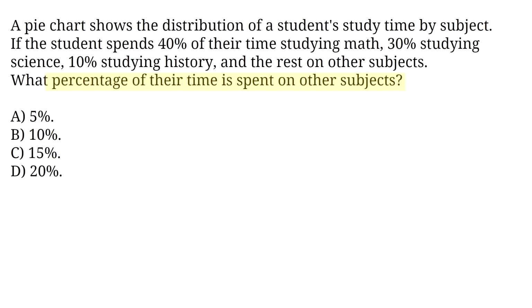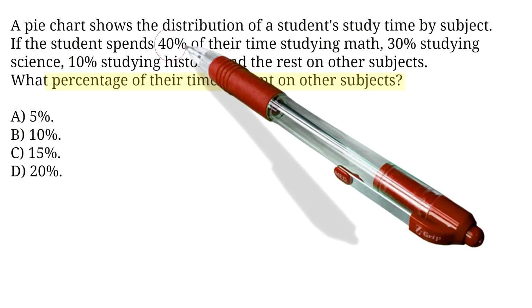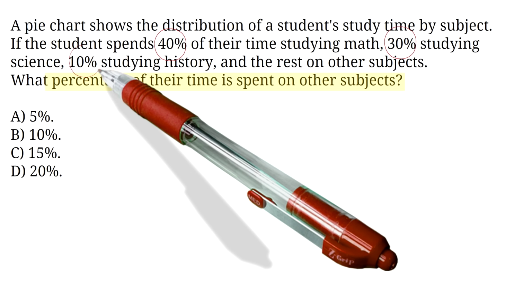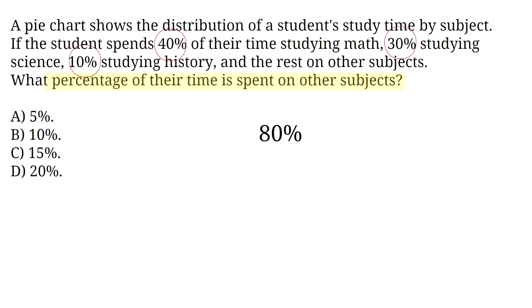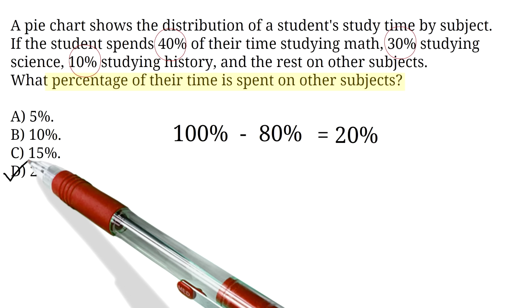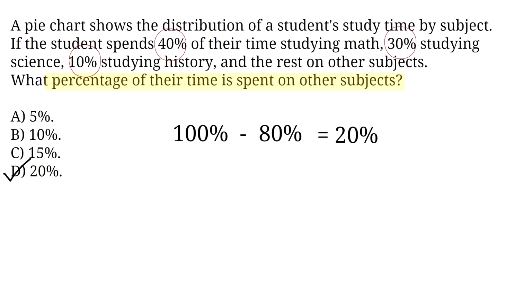First, we add up the percentages spent on math, science, and history, which is 40% plus 30% plus 10%, resulting in 80%. Now to find the percentage spent on other subjects, we subtract 80% from 100% because the total percentage of study time is 100%. The total percentage in a pie chart is always 100%. This is 20%. So, the answer is D, 20%. The student spends 20% of their time on other subjects.